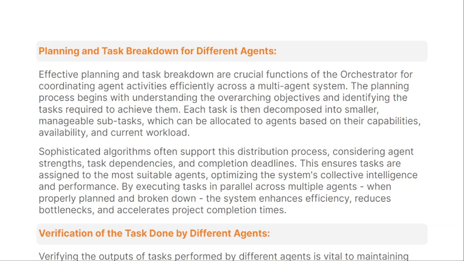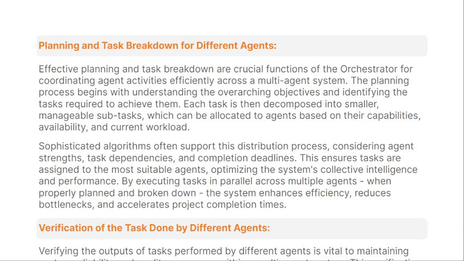Sophisticated algorithms often support this distribution process, considering agent strengths, task dependencies, and completion deadlines. This ensures tasks are assigned to the most suitable agent, optimizing the system's collective intelligence and performance. By executing tasks in parallel across multiple agents, when properly planned and broken down, the system enhances efficiency, reduces bottlenecks, and accelerates project completion times.